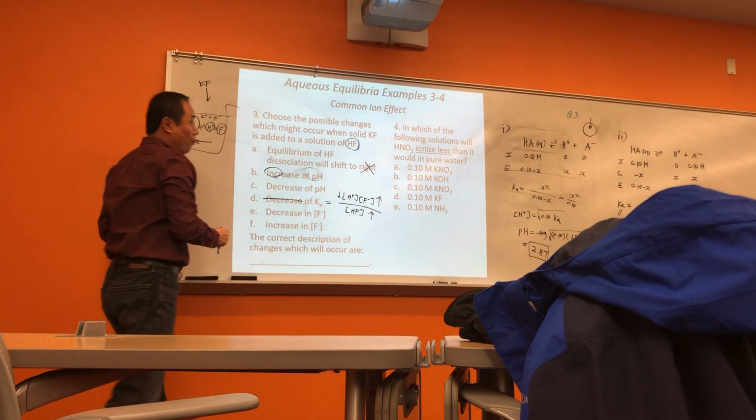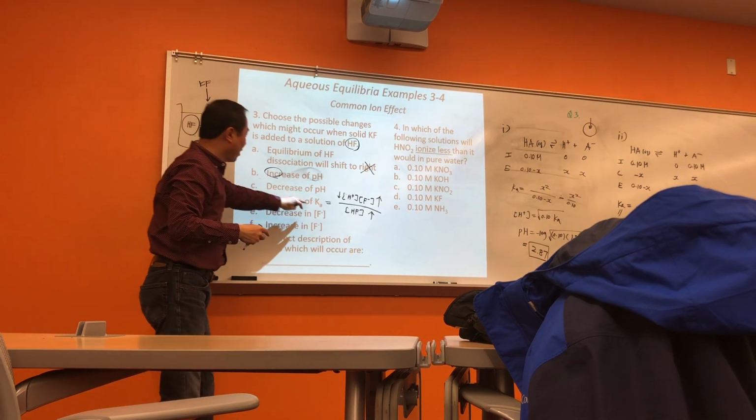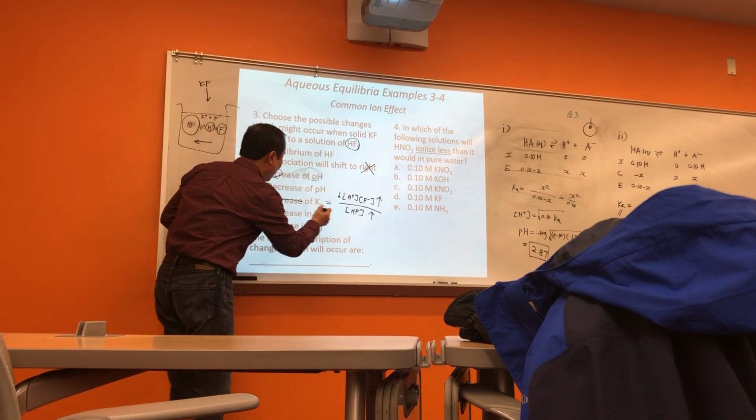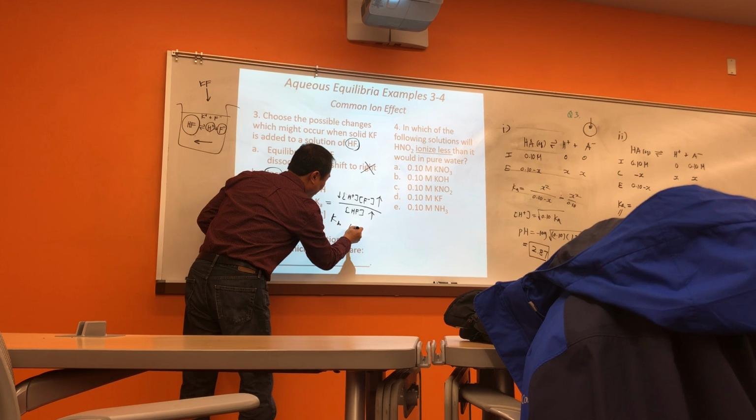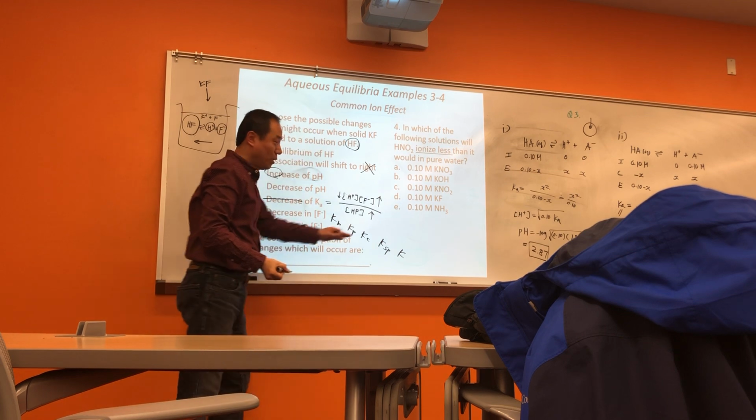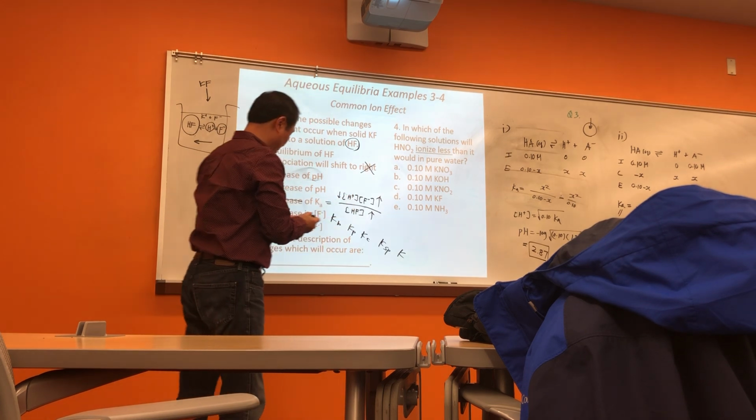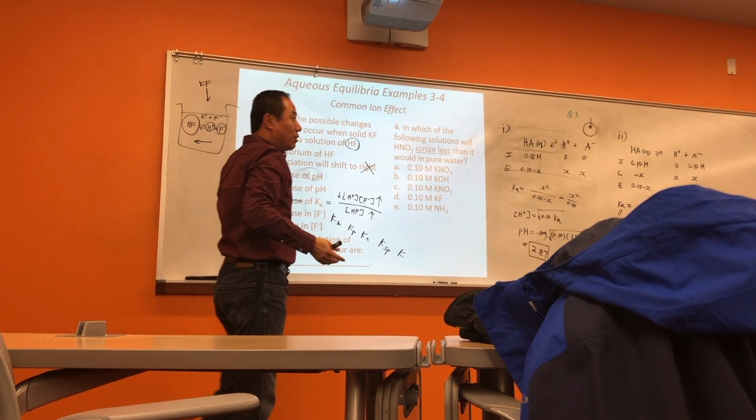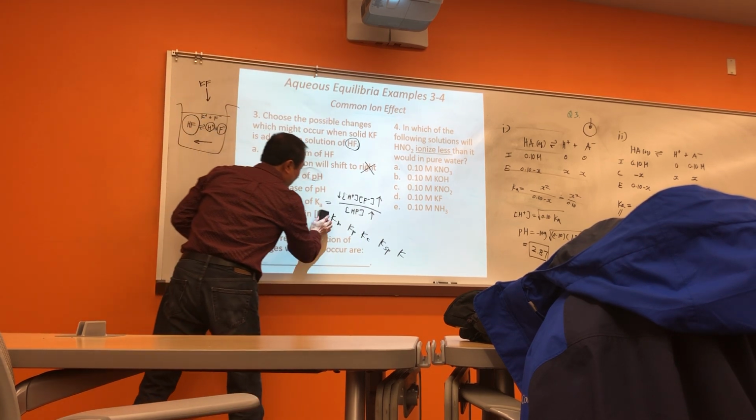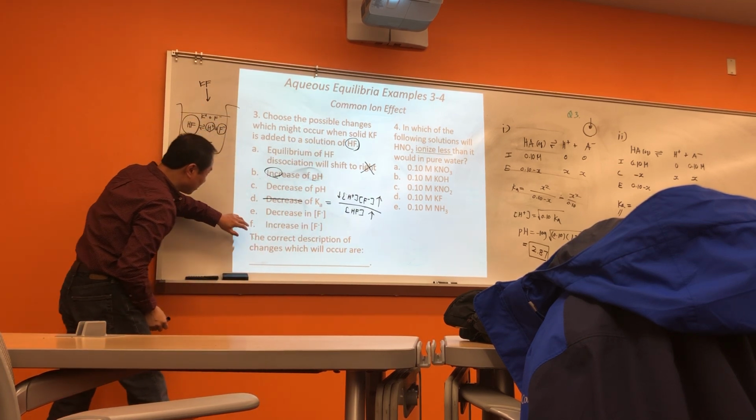So when you add or remove a certain component, it doesn't change the Ka value. That goes for any equilibrium constant, not only Ka, but Kb, Kp, Kc, Ksp, whatever K. Those are all equilibrium constants. They don't change unless you change temperature. You change pressure, volume, concentration, this guy never changes unless you change temperature.